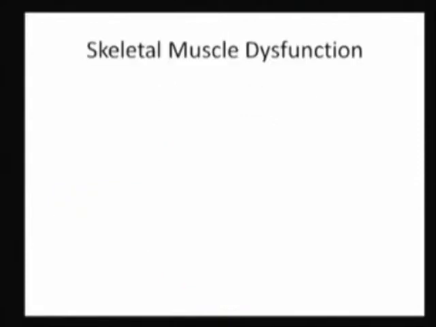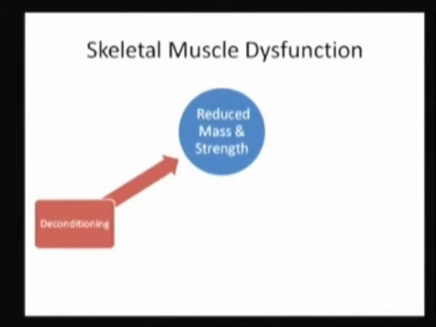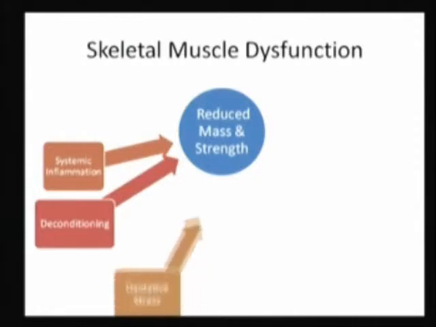In addition to this deconditioning, the patients with COPD also have skeletal muscle dysfunction. This has been proven in a few studies, and it's characterized by reduced mass and strength. So both mass and strength are reduced. Of course, deconditioning would contribute to that. However, there are other factors. Importantly, systemic inflammation has been shown to be more prominent in patients with COPD and negatively affect muscle function and mass.